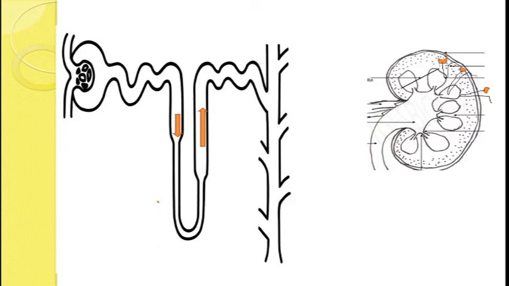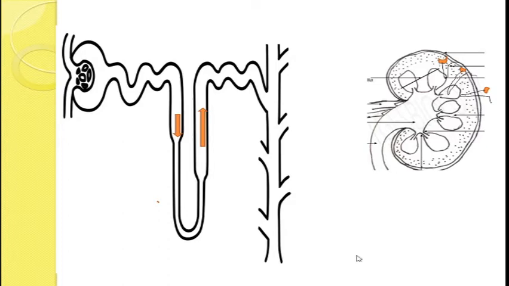So, there are special mechanisms developed in the kidneys which try to preserve the nutrient supply to the medulla as well as preserve the hyperosmolar environment in the medulla.